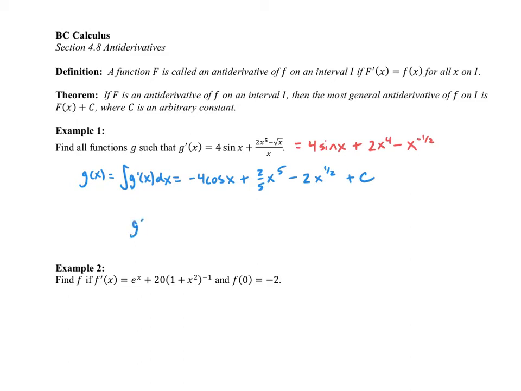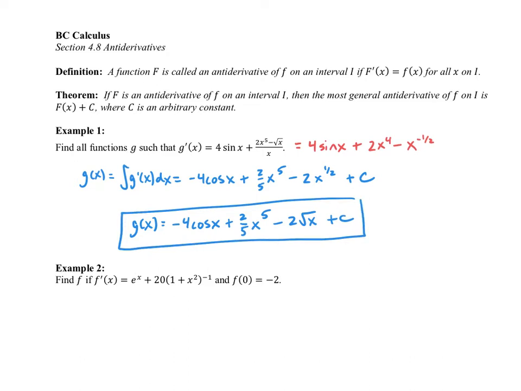And you could write this if you wanted to, or if you were trying to match this to some multiple choice answer, for example. You could write it as 2 times the square root of x. The rest of it, I think, would be just the way it's written there, and that would be the general antiderivative g. All right, let's try example number 2.